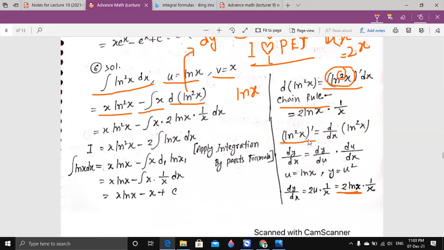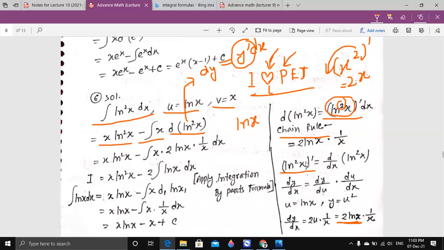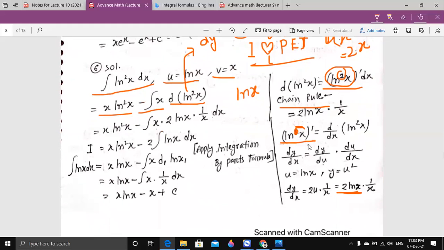And then go to the inside function. Inside function is ln x, right? Guys, inside function is, we have already calculated x square. So inside function is ln x. So ln x derivative is 1 by x. Okay?